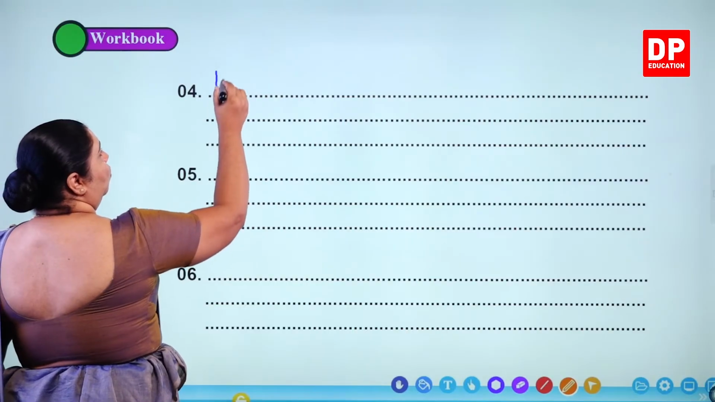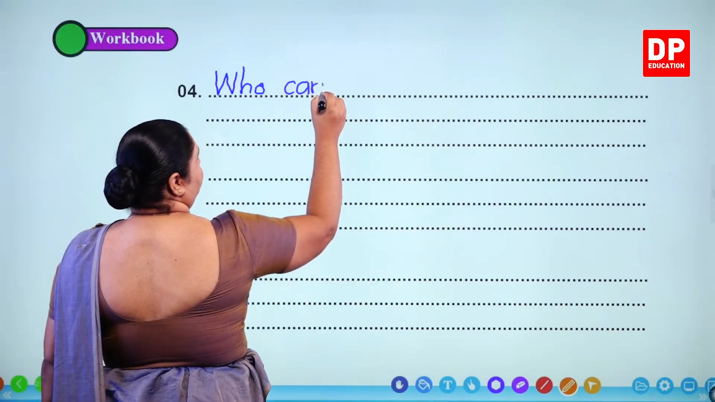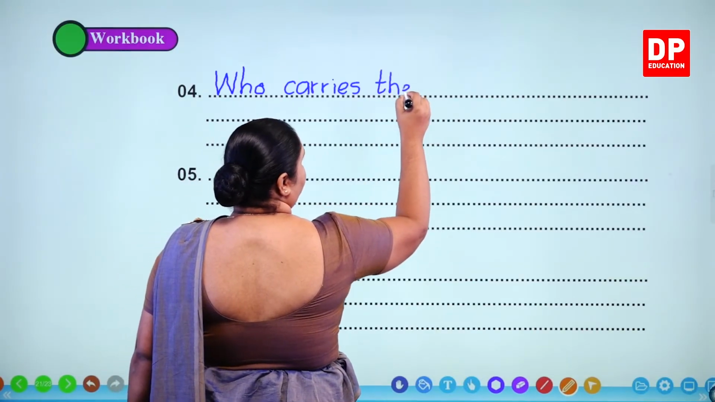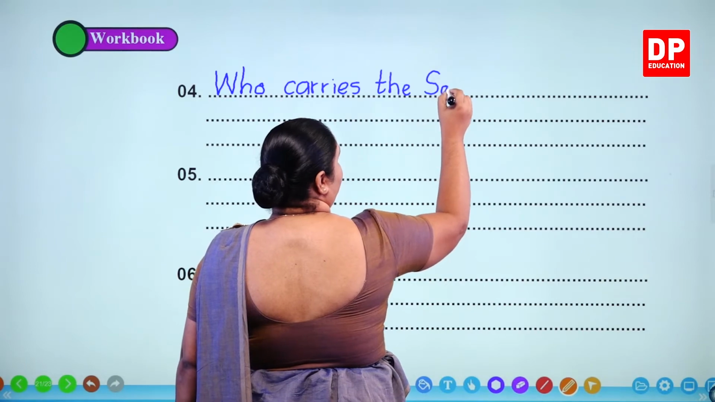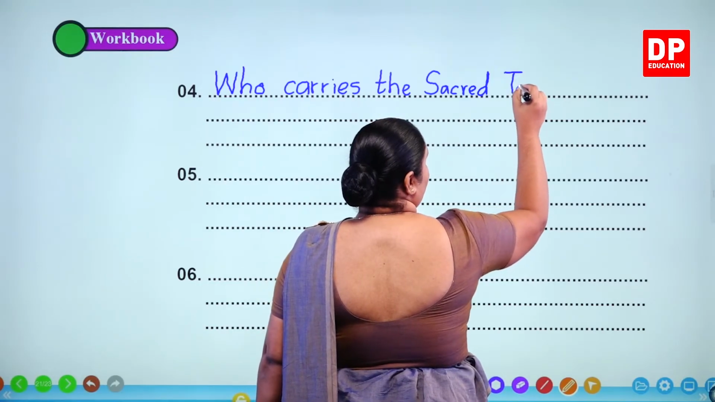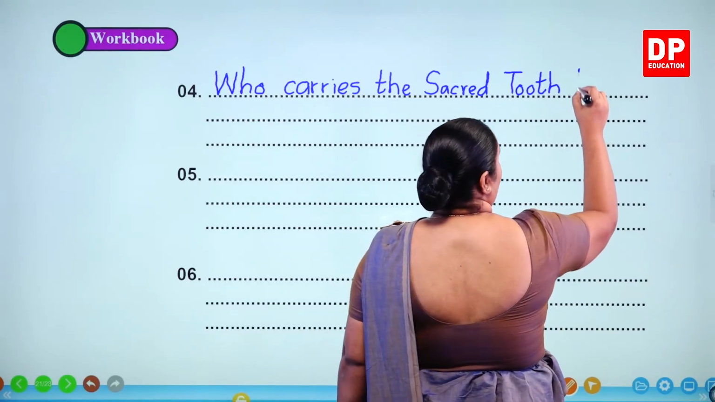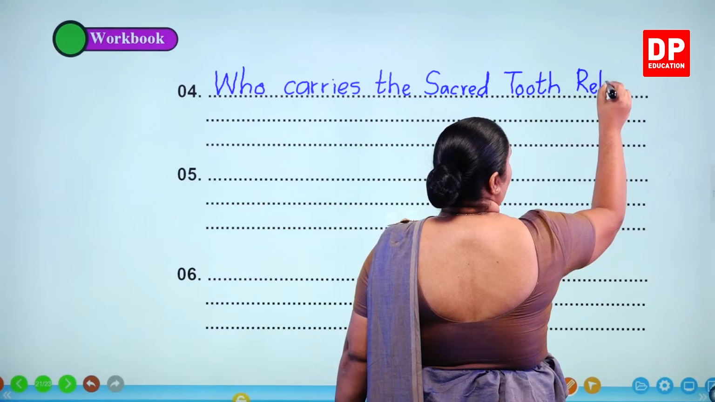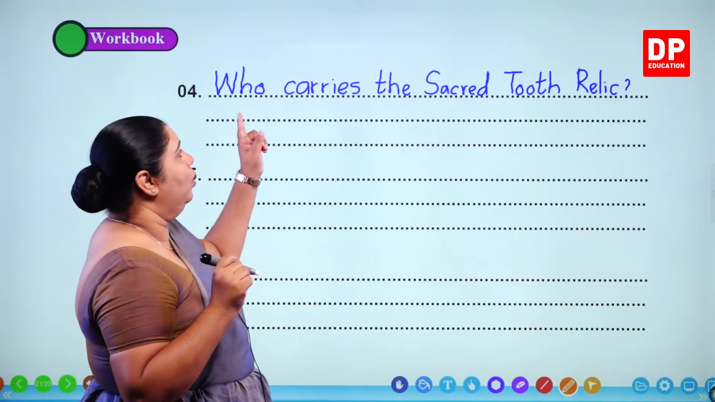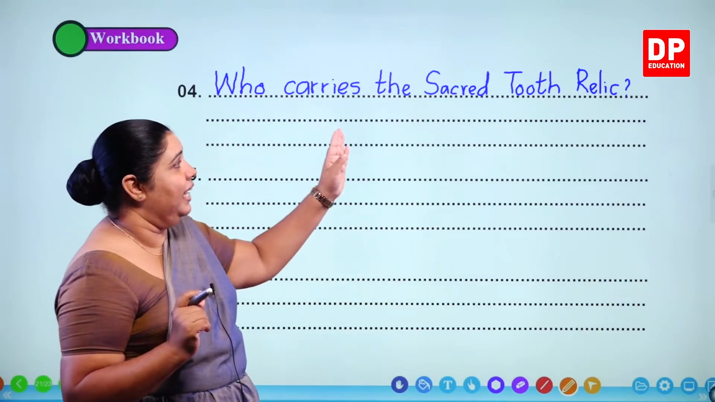Number 4. Who carries? Who carries the sacred tooth relic? Sacred tooth relic. What did I say sacred tooth relic means? The teacher taught you. The sacred tooth relic. Who carries the sacred tooth relic? Shri Danta Datun Vahanse. That is the sacred tooth relic.